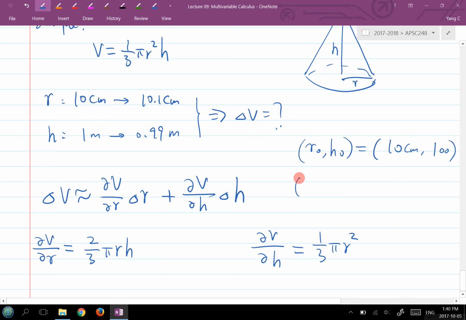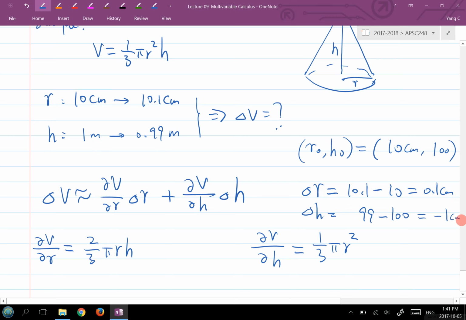Then how does it change? So the R goes from 10 to 10.1 centimeter. That tells me that delta R equals what? 10.1 minus 10, which is 0.1 centimeter. And H goes from 1 meter to 0.99 meter. So delta H equals 0.99 meter, but 0.99 meter is 99 centimeter minus 100 centimeter, so negative 1 centimeter.